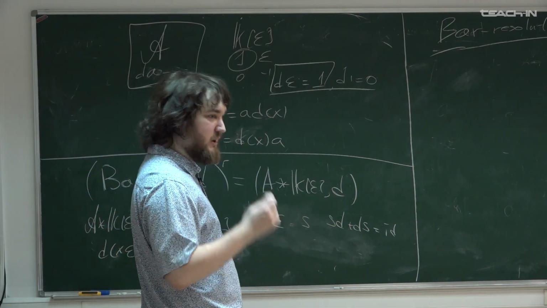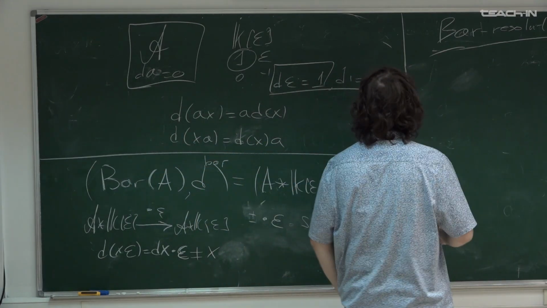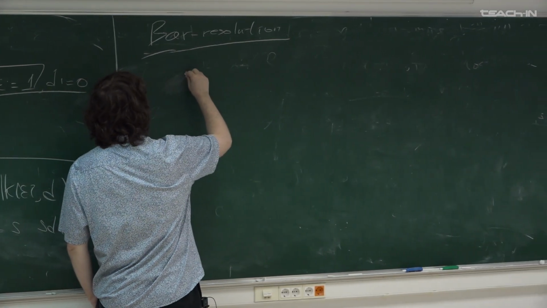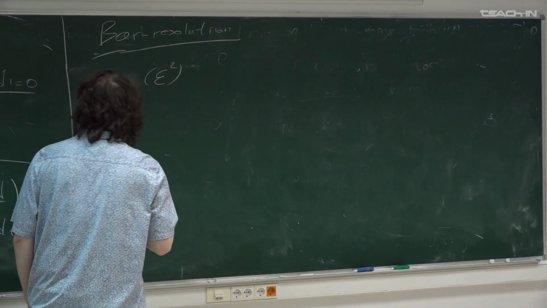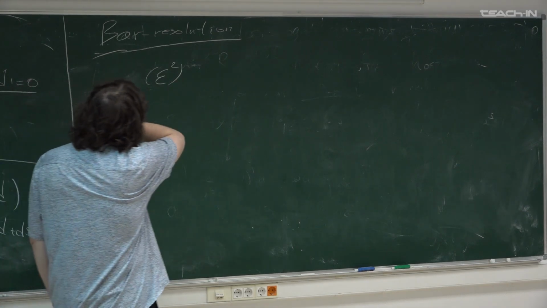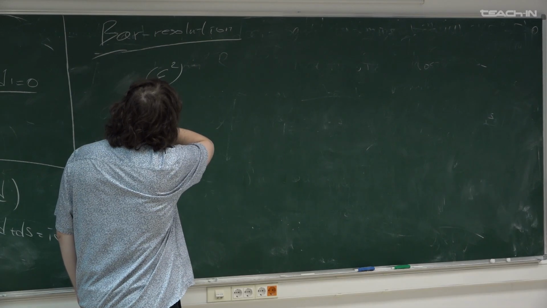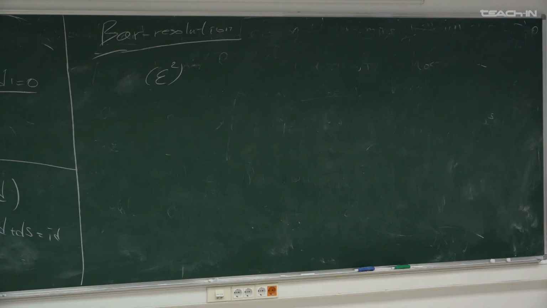And now I want to quotient by the square. It was a reduced thing. Now I can consider the ideal generated by epsilon squared, and this ideal... Wait, what do I want to say?